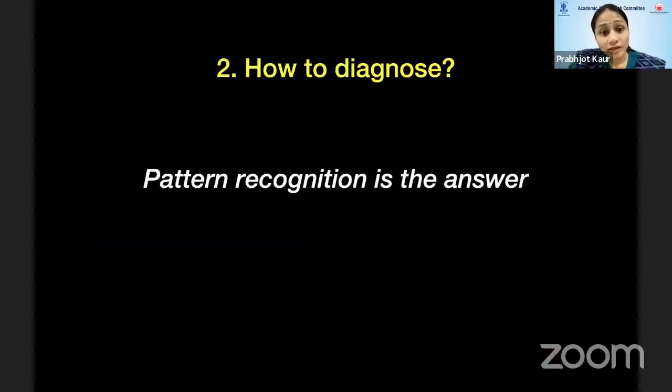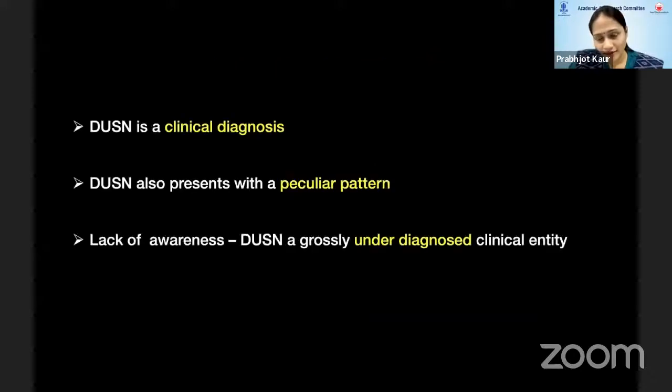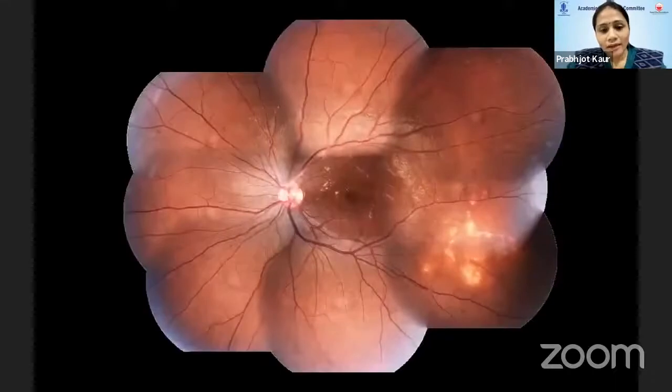Second question, how to diagnose DUSN? So just like a lot of other clinical entities in uveitis, pattern recognition is the answer as well. Now, DUSN is a clinical diagnosis with a peculiar pattern. Lack of awareness of this peculiar pattern is making DUSN a grossly underdiagnosed clinical entity. So I will help you understand how a person should diagnose acute stage DUSN presenting to us.